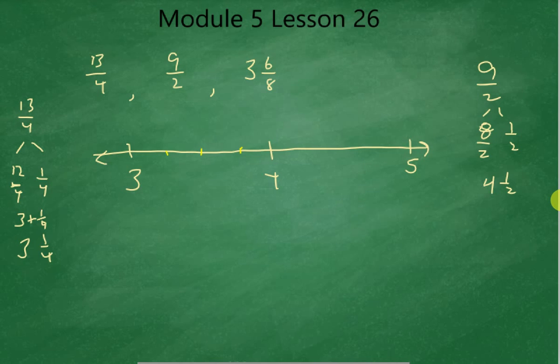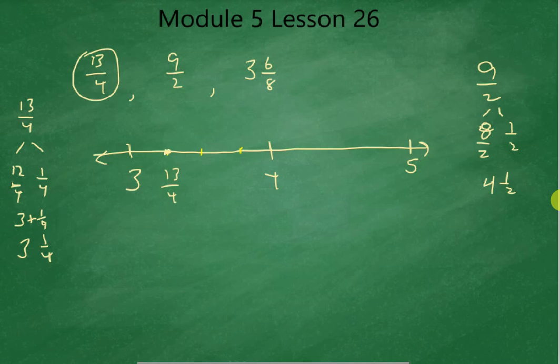Okay, so we could look at this and say 13/4 is 3 1/4, so there would be 3 1/4. But now we're going to label it the same way that it's labeled here. So we're going to go ahead and put this on our number line as 13/4.